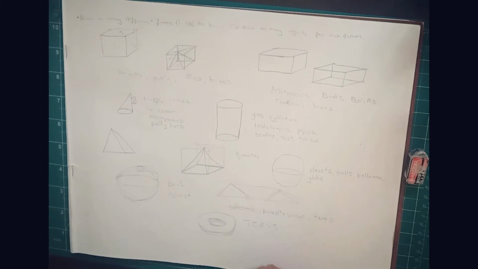Torus. Many people don't know this shape. I'm surprised. So yeah, you've got donuts. Bagels, you can say. Then rings, floating rings which are used in swimming pools as well.